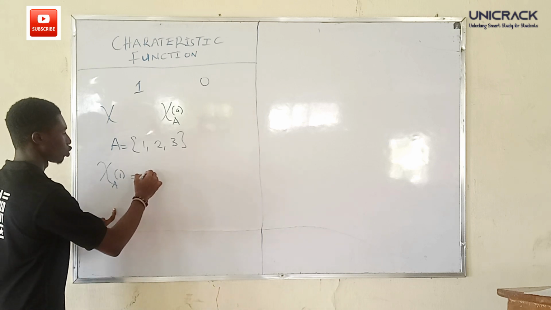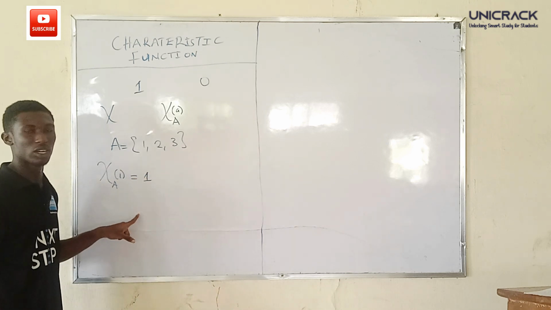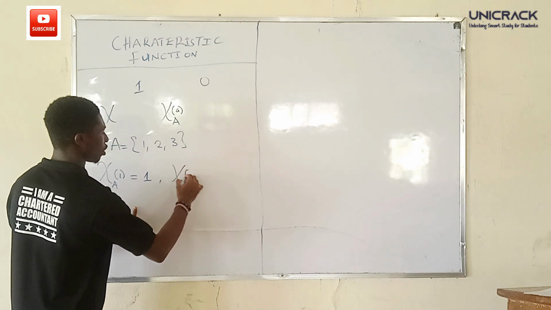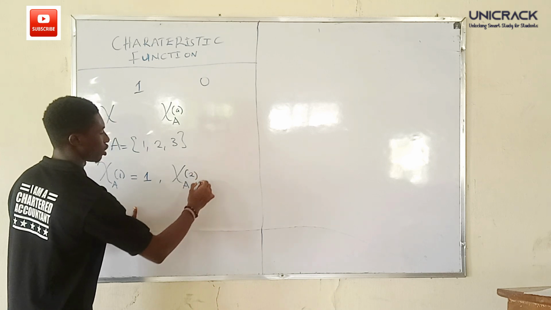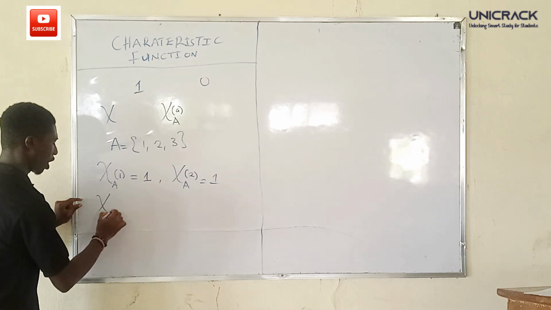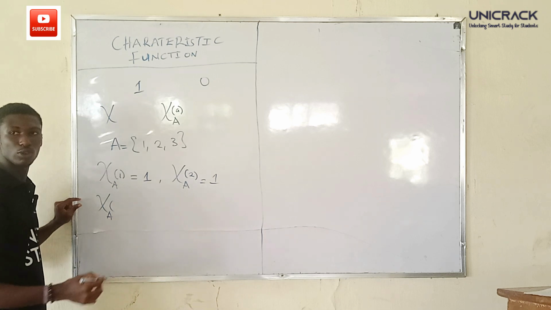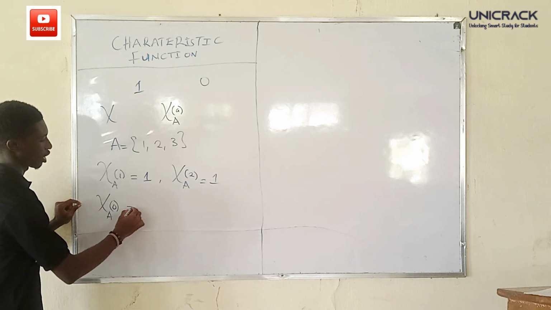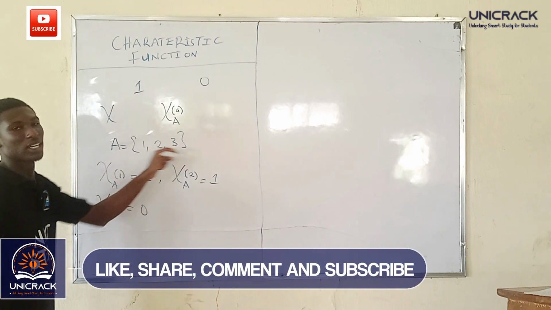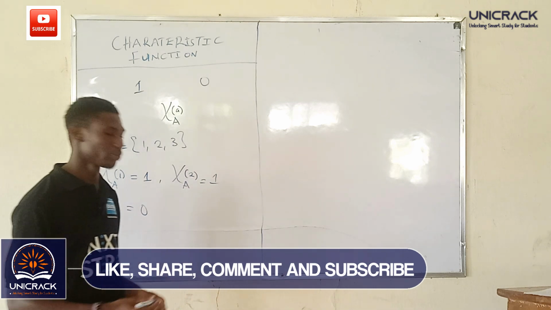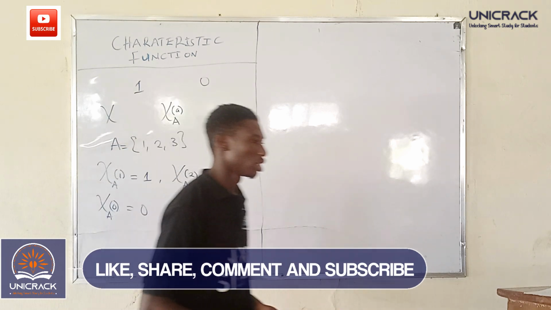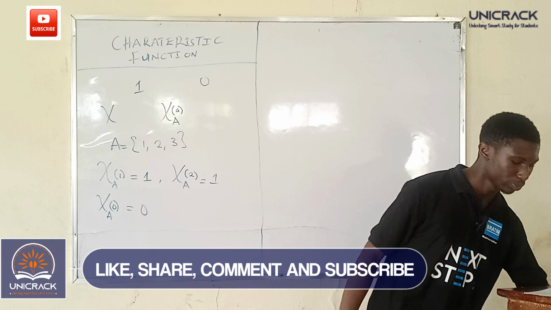The answer is what? True. So it takes the number 1. If we are asked to find the characteristic function of set A element 2, the answer is also what? 1. We also have this, and we are asked to find the characteristic function of 0. The answer will be what? 0. Because why? 0 is not an element of this set. So let us look at examples concerning this function.